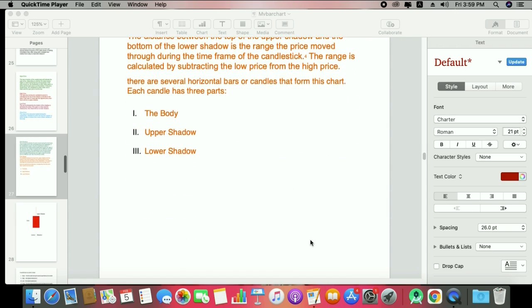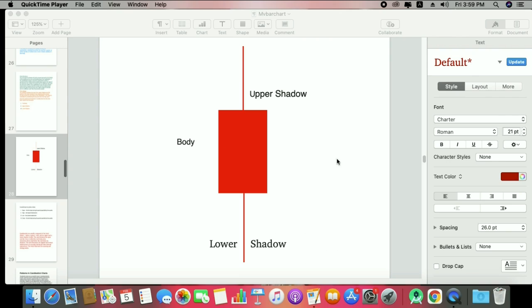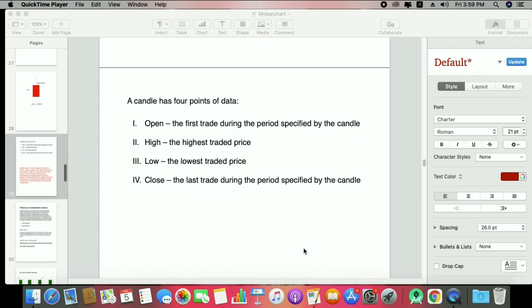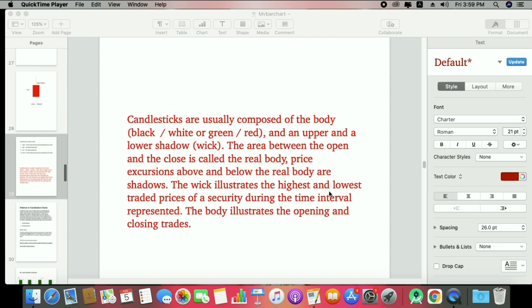So I will describe to you the body, upper shadow and the lower shadow. This is your simple candlestick. We have to follow this in your chart. And here you can see the open, high, low and the close. So that's the most important part of this. Candlesticks are usually composed of the body, that is black, white, green, red, and the upper and lower shadows, or wicks. The area between the open and the close is called the real body. Price excursions above and below the real body are the shadows.